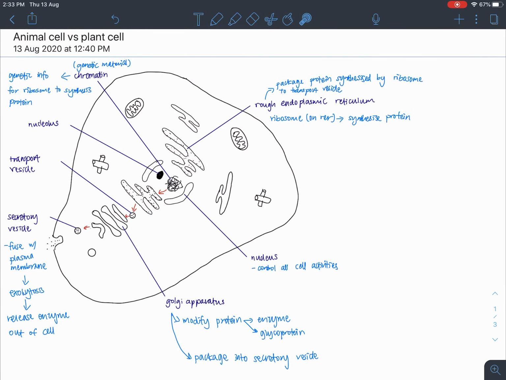If you want to differentiate the vesicles in a better way, you draw dots inside. The dots represent the substance, which is the protein or the enzyme. So it is released. Exocytosis is a process to release something.